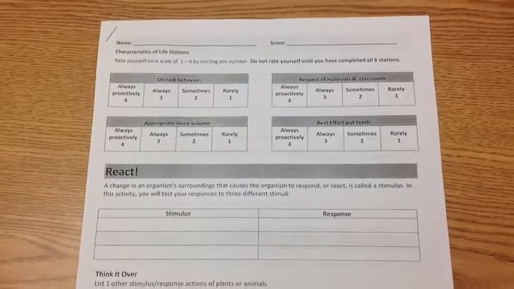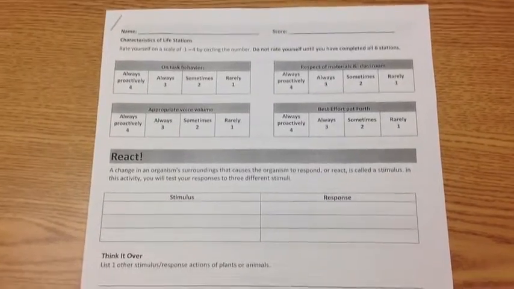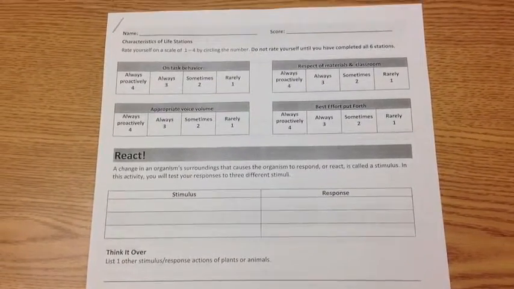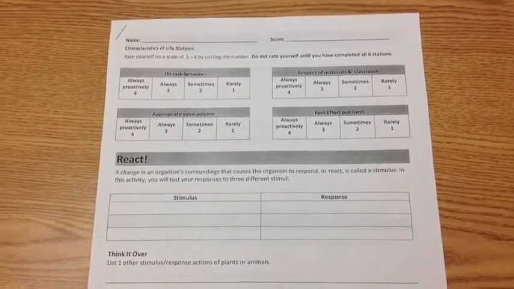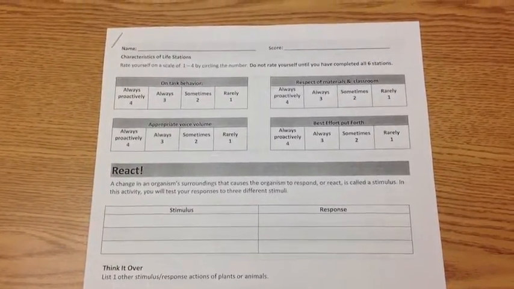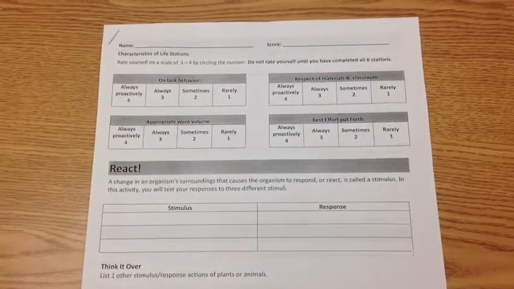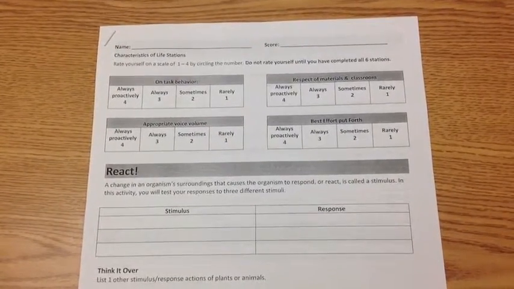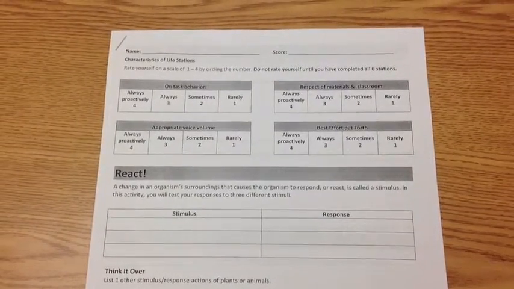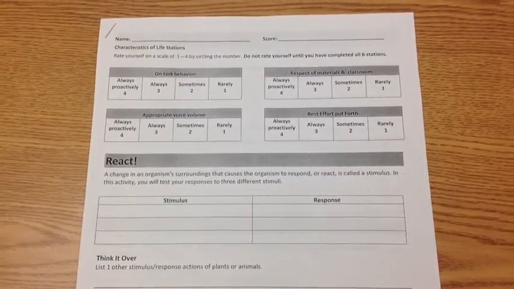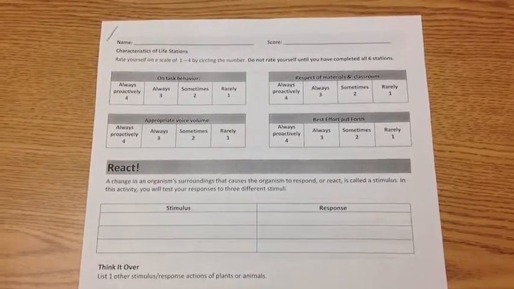Okay, so let's take a look at where you're going to be recording information. You'll be given a handout, Characteristics of Life Station. You may notice at the top it says rate yourself on a scale of 1 to 4 by circling the number, but it says do not rate yourself until you have completed all 6 stations. Your class may not get through all 6 stations today, but let's take a look at the expectations.